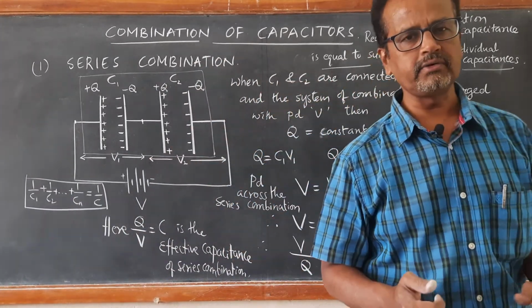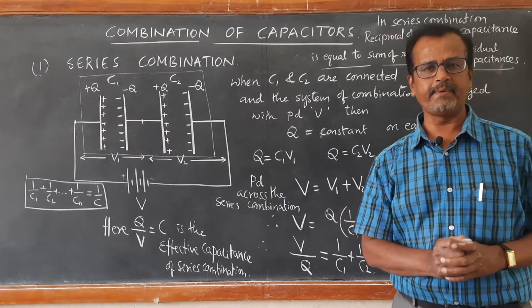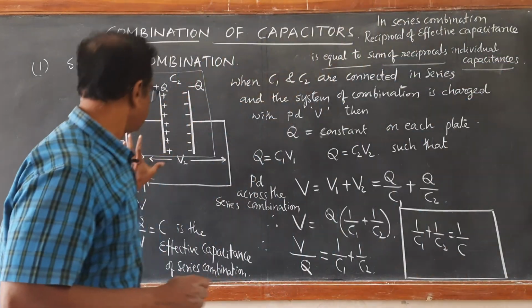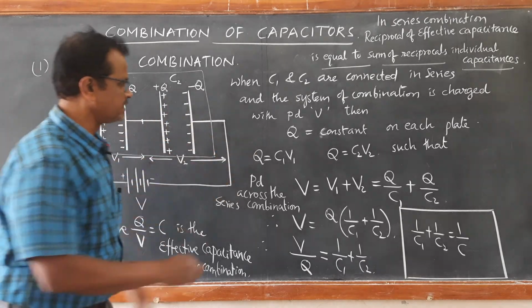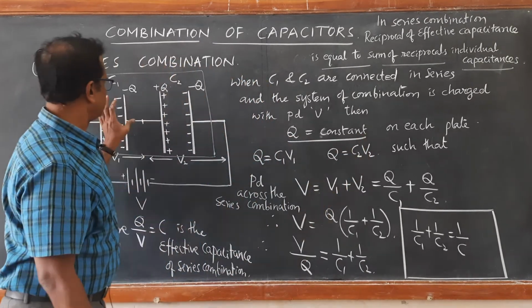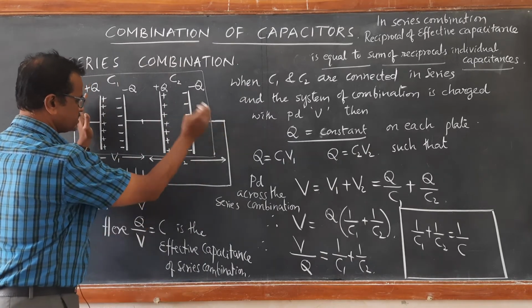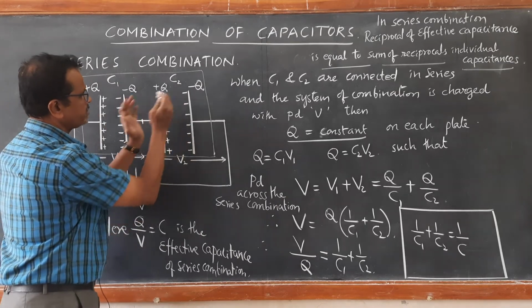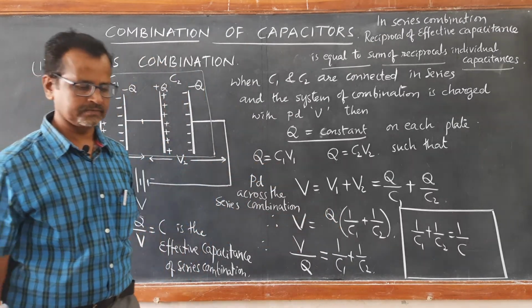Now, let us quickly find out effective capacitance of the capacitors when they are connected in parallel. Please remember, very important thing, the charge on each plate Q remains constant. When Q remains constant, total potential difference across this system divides into V1 across C1, V2 across C2. Then it becomes very easy to conclude this relation.